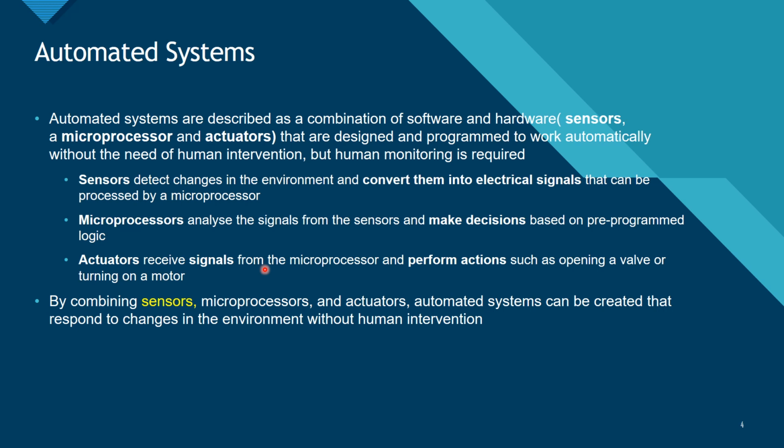So basically, an automated system is a combination of sensors, microprocessors, and actuators. And definitely, without software, these hardware devices are useless. So automated systems can be created that respond to changes in the environment without human intervention. It's not necessary that there is no intervention from humans, but sometimes monitoring is required.